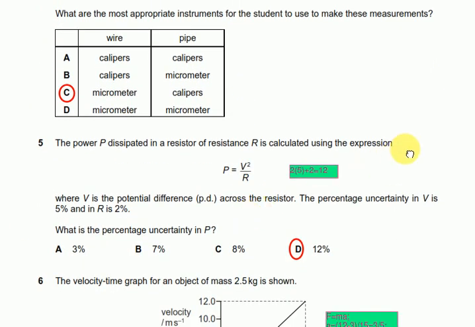Question number 5 is that the power P dissipated in a resistor of resistance R is calculated using the expression P equals V square over R, where V is the potential difference across the resistor. The percentage uncertainty in V is 5% and in R is 2%. What is the percentage uncertainty in P? So P equals V square over R. Percentage uncertainties get added up when there is division or multiplication. And if there is a power, the 2 in V square, so 2 into the percentage uncertainty of voltage, which is 5, plus the percentage uncertainty of R, which is 2, so this becomes 12. So D is the correct answer.